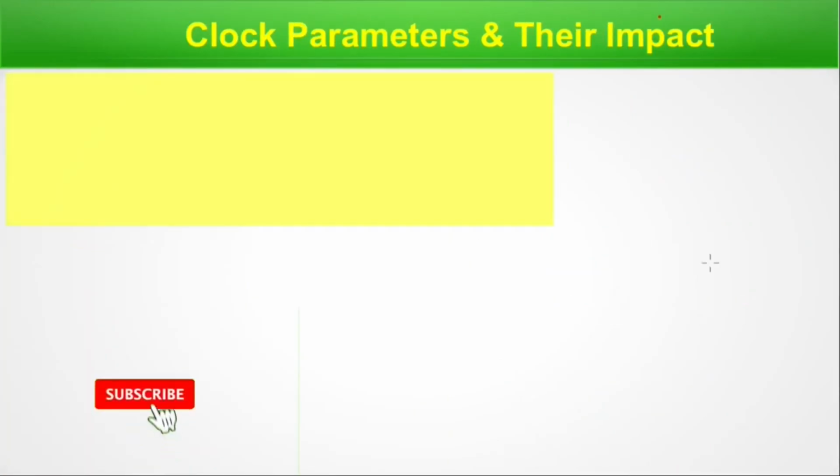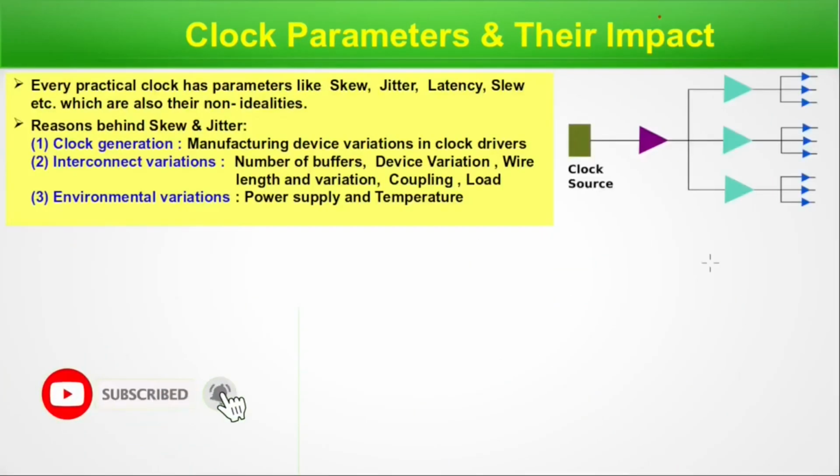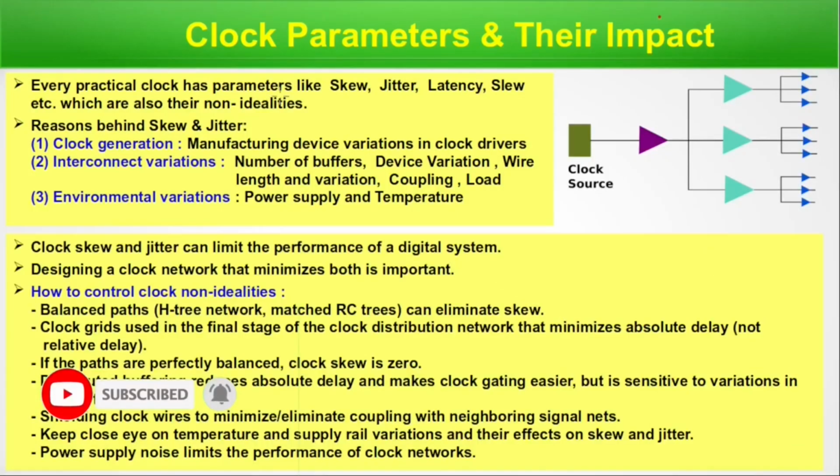Clock parameters and their impact. Every practical clock has parameters like skew, jitter, latency, slew, etc., which are also non-idealities. Ideally, we don't consider them, but actually they are present. Reasons behind skew and jitter: clock generation, manufacturing device variation in clock drivers, interconnect variations, number of buffers, device variation, wire length variation, coupling, load. These all could be the reason.